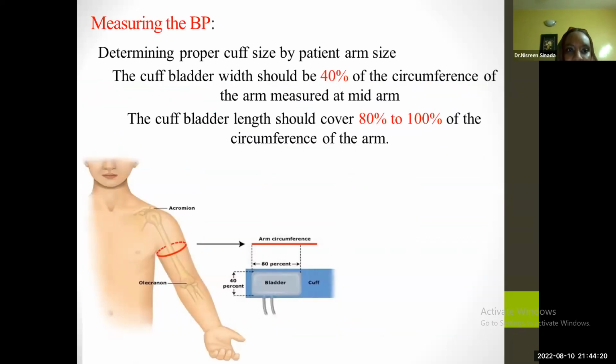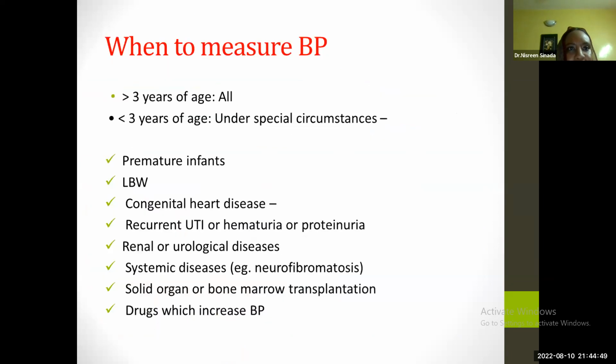This is how to measure the blood pressure. We determine the proper cuff size by the patient's arm size. The bladder width of the cuff should be 40% of the circumference of the arm measured at the mid-arm, and the length should be 80 to 100% of the circumference of the arm. So the most important thing is the proper cuff size to measure the blood pressure, because a smaller cuff size will give you high blood pressure.